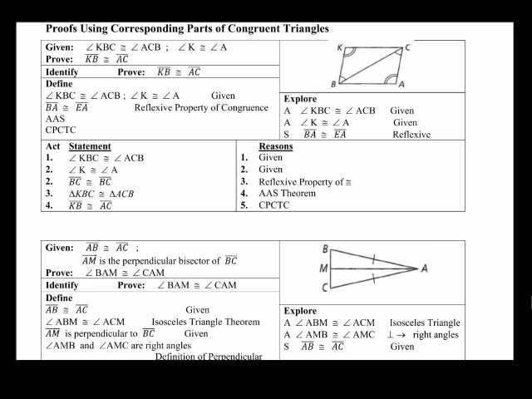Now, proofs using corresponding parts. So now this one we want to prove that two sides are congruent. So we know that we need to get our triangles congruent first so that we can use corresponding parts. So let's get started here.